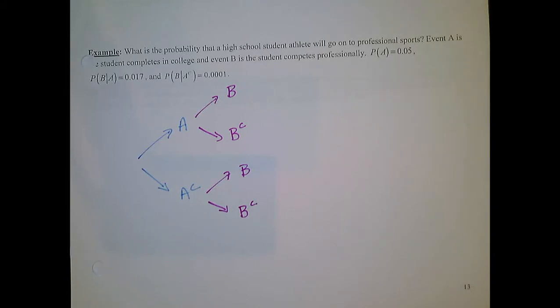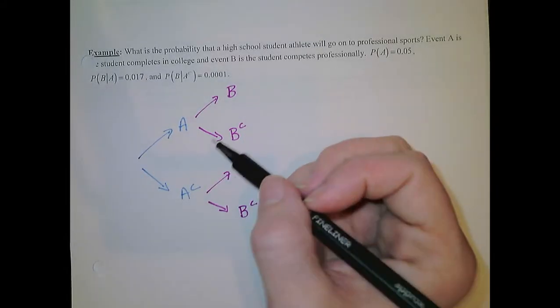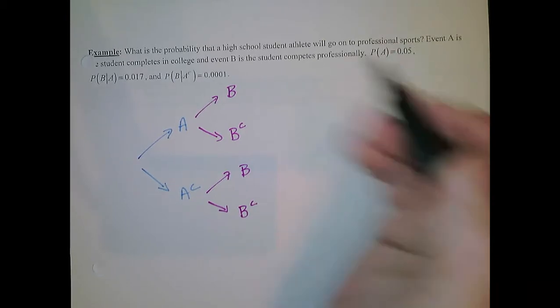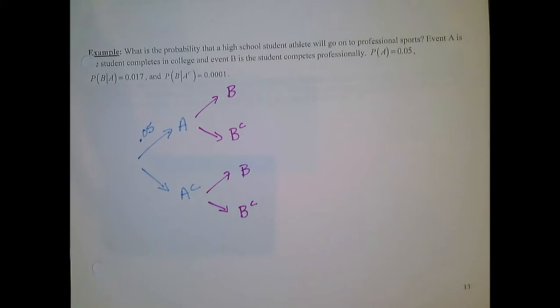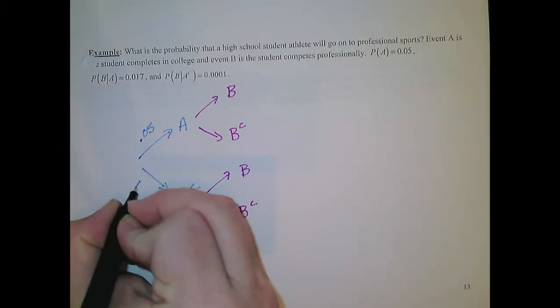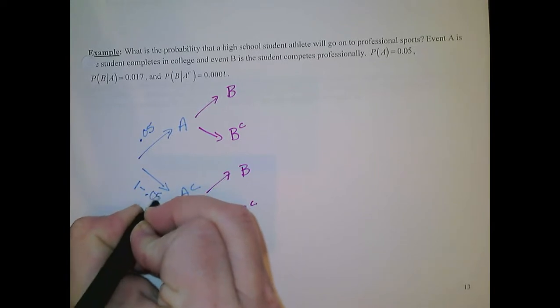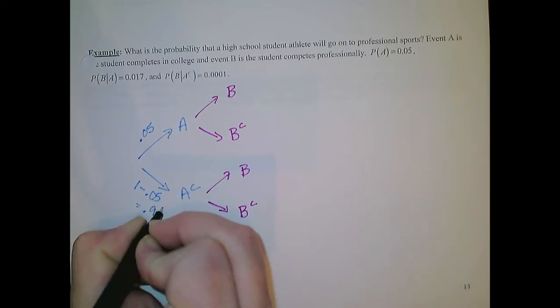So I'm going to go back and put in some probabilities. They told us that the probability that A happens is 0.05, 5% of student athletes play in college, which means that not A would be 1 minus that 0.05, or 0.95.